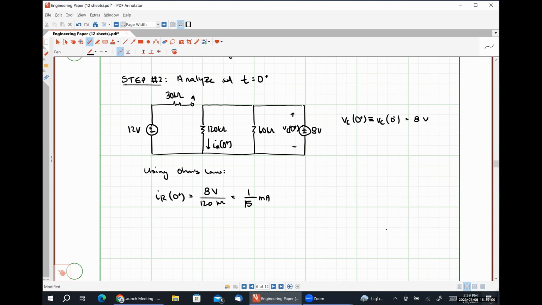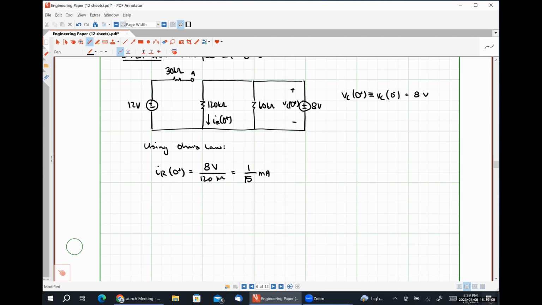We're going to skip step number three, analyzing the circuit at t equals infinity, because the answer is just going to be zero. It's going to have no effect, and we are pressed for time. So step number four will be to find REQ and CEQ during the transient condition.